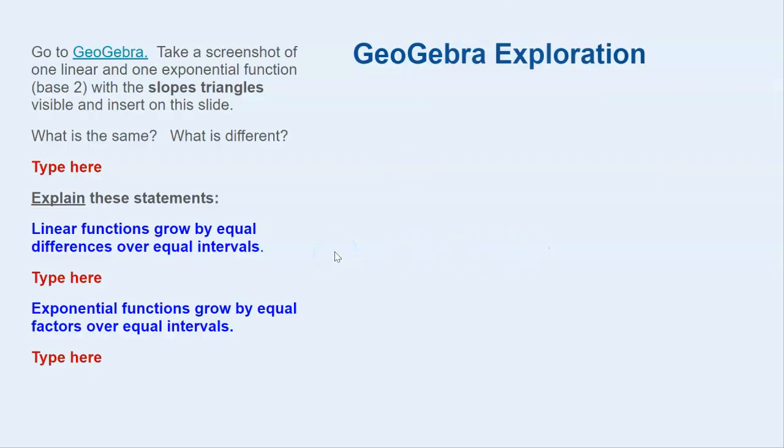What is the same and what is different? And then there's two statements. I want them to try to explain what these mean in their own words. Linear functions grow by equal differences over equal intervals, and exponential functions grow by equal factors over equal intervals. I've also included a few extra questions to guide them in answering those two questions. Those are in the show notes in their slides, so hopefully those will help them come up with a way to articulate the differences between our linear and our exponential functions.